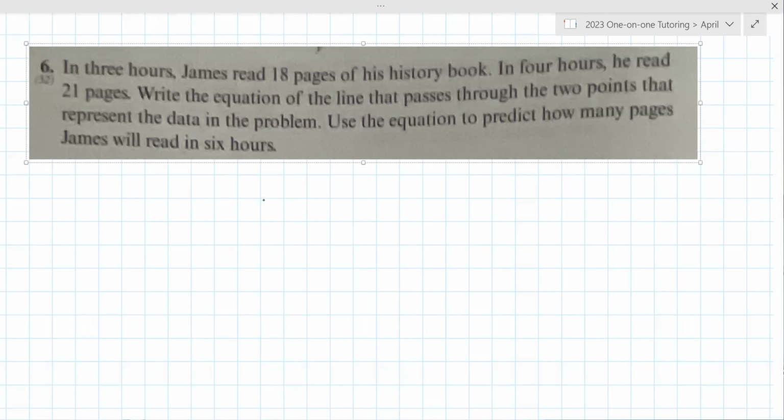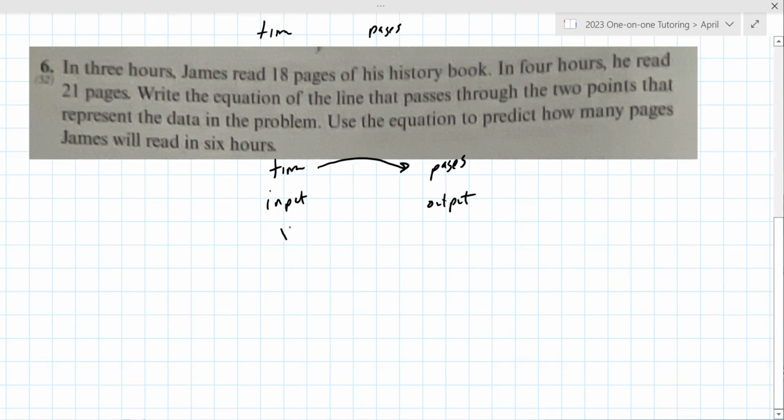All right. So you have to decide what is the input and what is the output. Our options are time and pages. Which leads to which? Don't doubt yourself. Just reason it out. Your time leads to pages. So that's your x value. That's your y value. So we've got two ordered pairs: 3, 18, and then 4, 21. Do you remember the slope formula from last time?